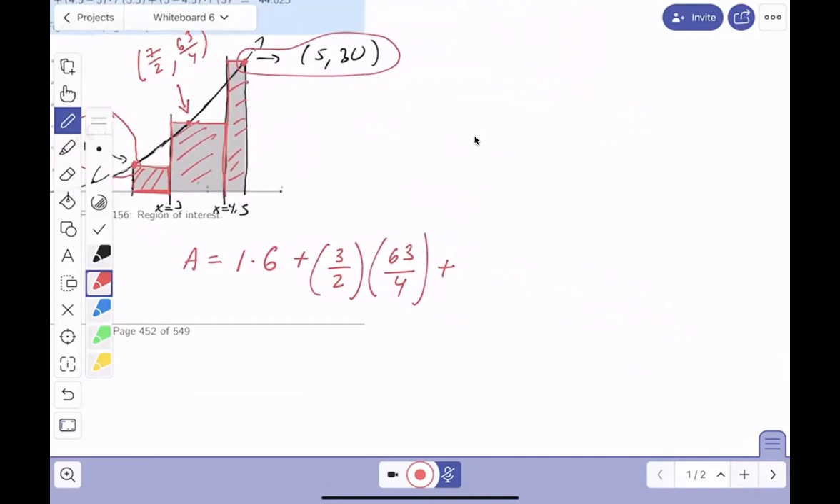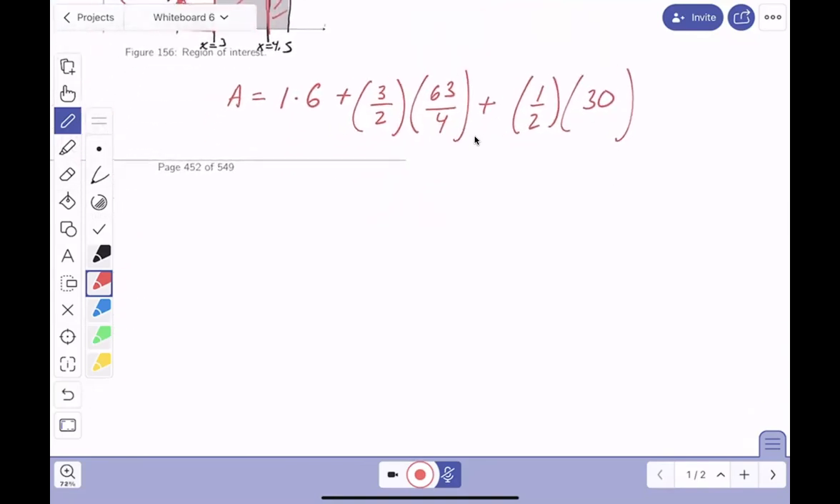What's the next one going to be? What's the base of the next rectangle? Well, it starts at 4.5 and it goes to 5. So that's 0.5 or 1/2. And again, I prefer to use the ratio of integers. What's the height of that? Whoops, sorry about that. The height of that is 30.